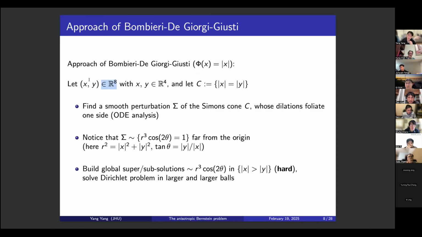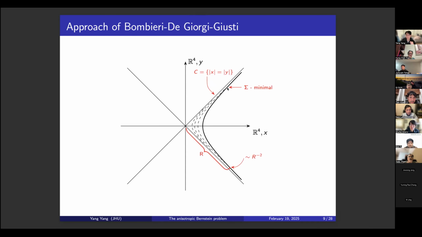And the counterexample is built on R8, which will be split into 2 pieces, R4 cross R4. And the starting point for this is to look for non-flat area minimizing cones. So one of these has to exist in order to exist a nonlinear global solution. And I think the most natural candidate for this is the so-called Simon's cone, which is mod x equal to mod y. So I think it would be easier to just look at this picture to explain what they did.